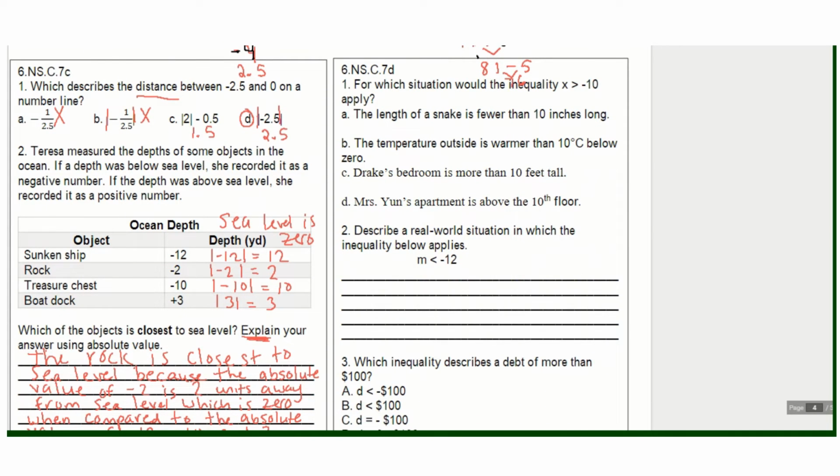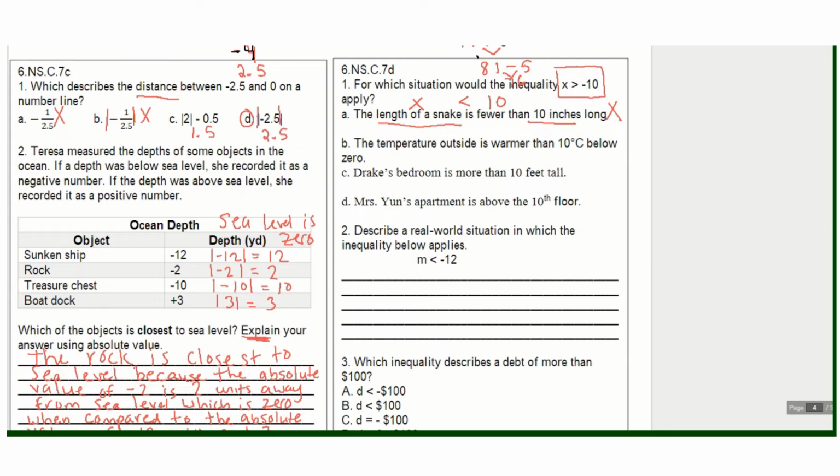All right, moving on. Which of the following, so this is 6.NS.C.7d, which of the following situations would the inequality x is greater than -10 apply? All right, so the length of a snake is fewer than 10 inches long. So the length of the snake is going to be our variable, which is unknown. The length of the snake is fewer than, so that means it's saying is less than 10 inches long. So we want to look at what we just wrote for that inequality and compare it to the inequality that's here. So we're looking for our unknown to be greater than -10. So we're not going to pick this one. We're actually going to eliminate it.